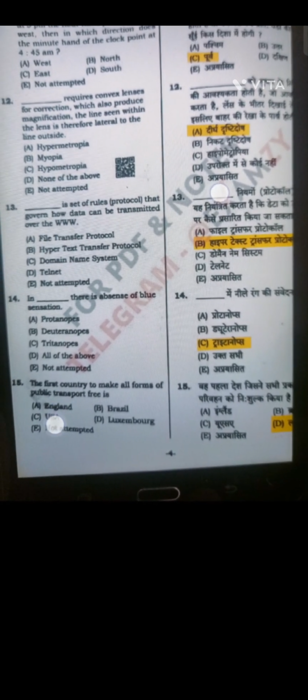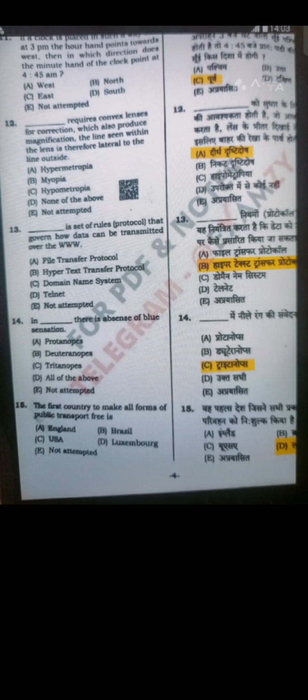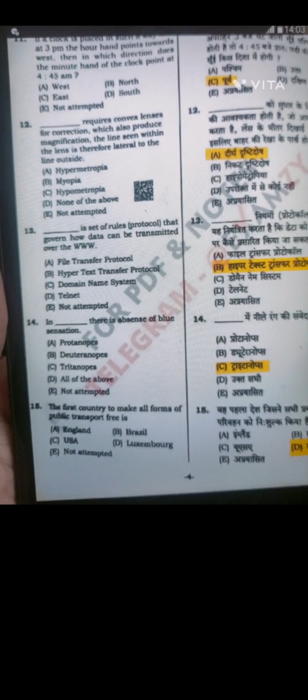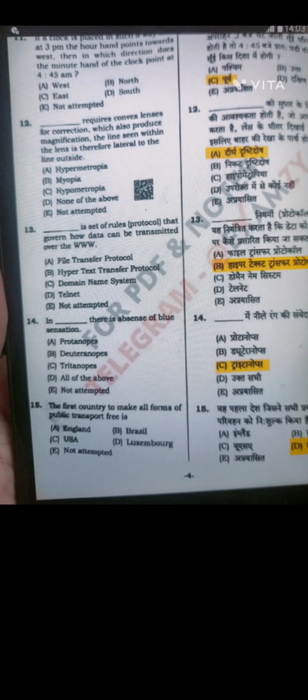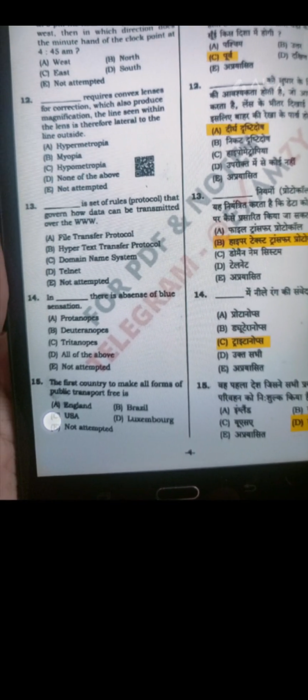Now let's move on to the next thing, and the question is: blank space is the set of rules, the protocol, that governs how data can be transmitted over the www. So that is called Hypertext Transfer Protocol. Hypertext Transfer Protocol is the protocol that governs how data can be transmitted over the internet, over the www. So this is a very good question.